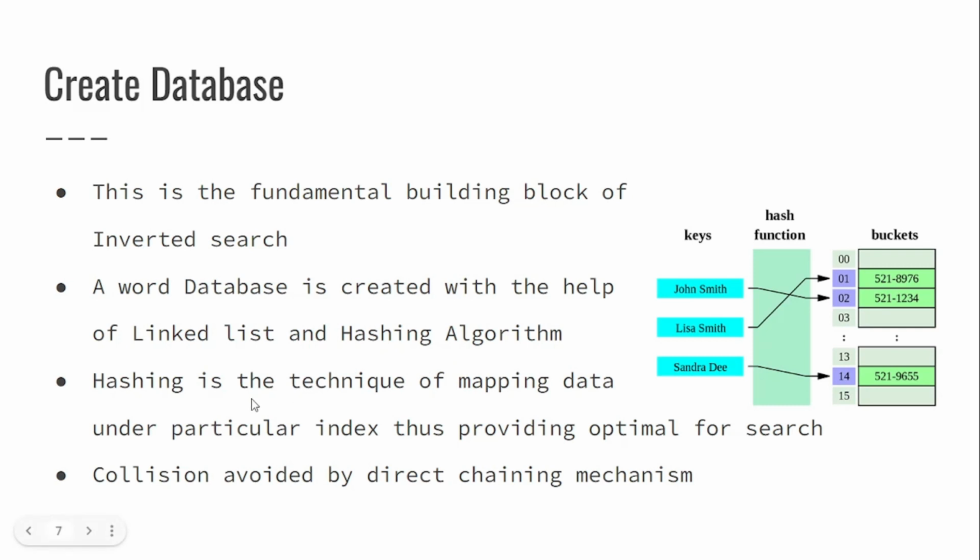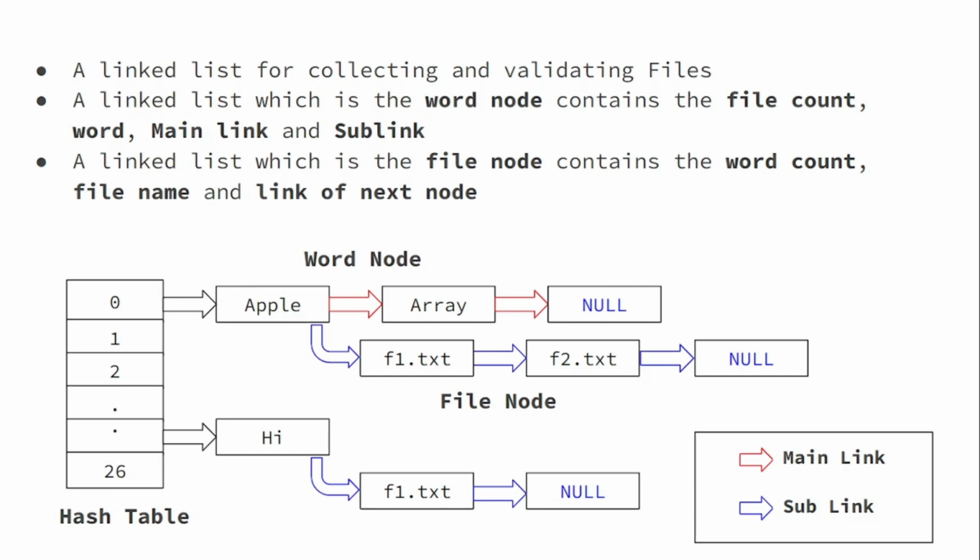So hashing is a technique of mapping data under a particular index, thus providing optimal search. The project mainly consists of three linked lists. One is for collecting the file names from command line arguments. The other one consists of the word node, which consists of the word, file count, and its main link and sublink.